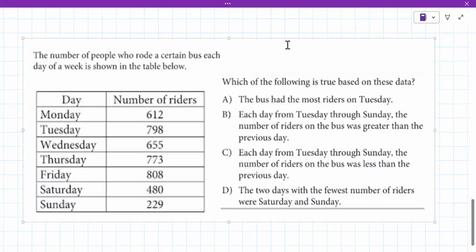Okay. All right, there you go. Put that in front of you. Is it B?